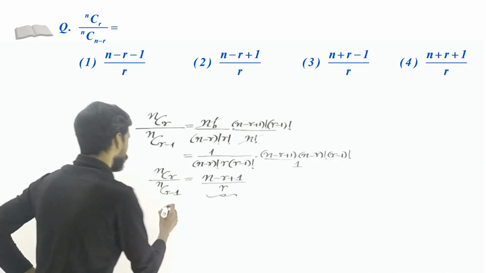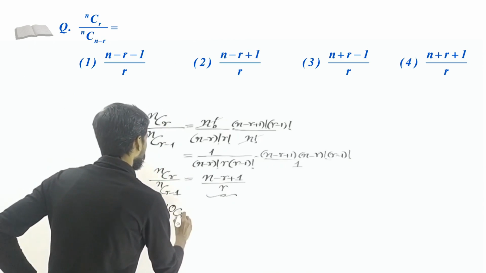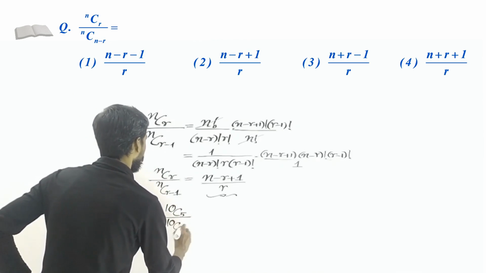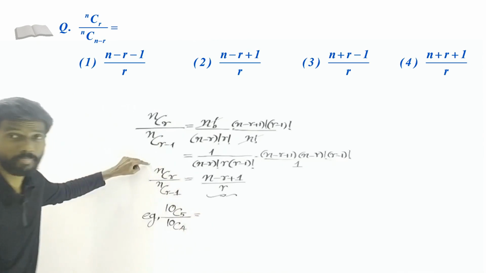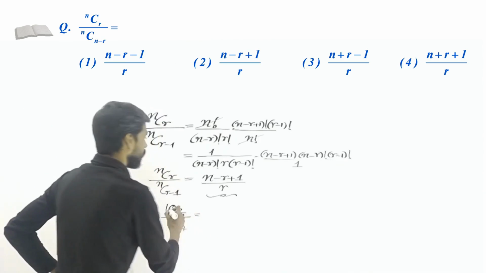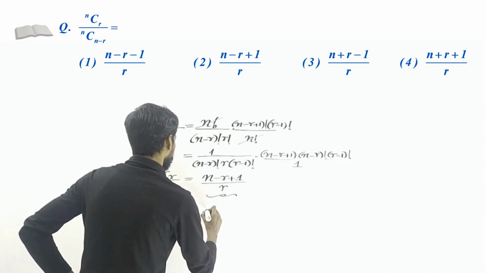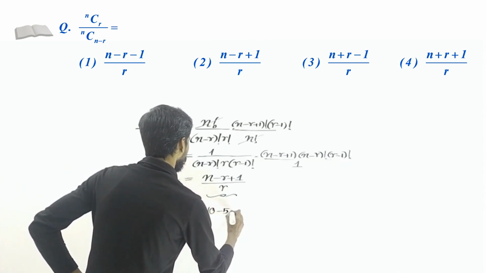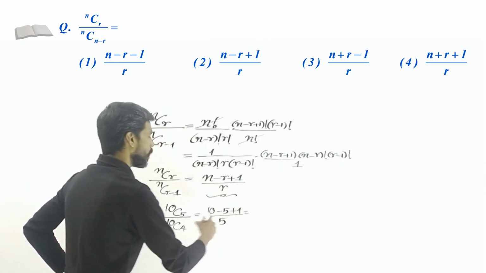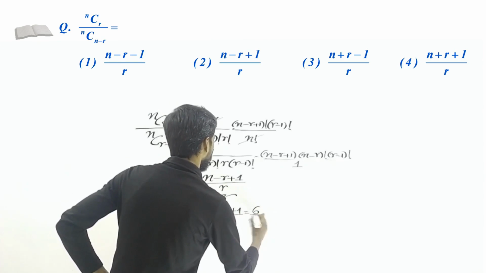For example, if you want to find the value of 10C5 divided by 10C4, exactly nCr divided by nC(r minus 1). If you know this result, we can directly write (n minus r plus 1) divided by r, so 10 minus 5 plus 1 divided by 5, which is equal to 6 by 5.